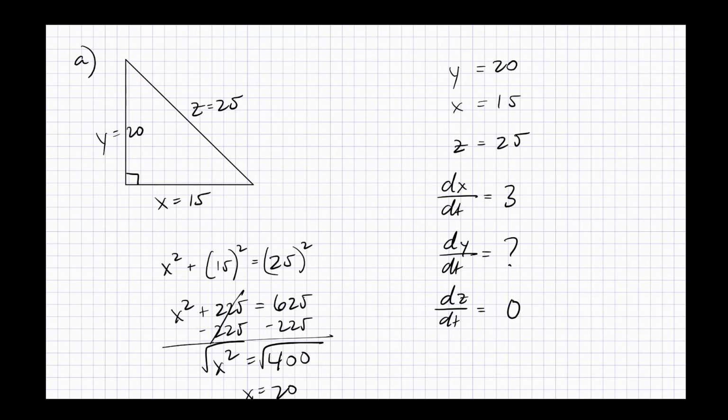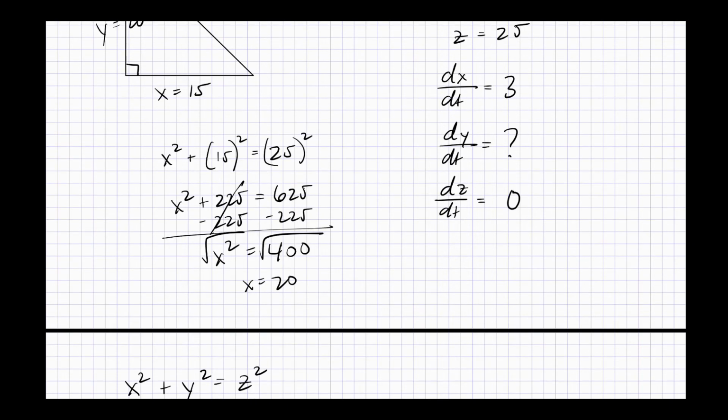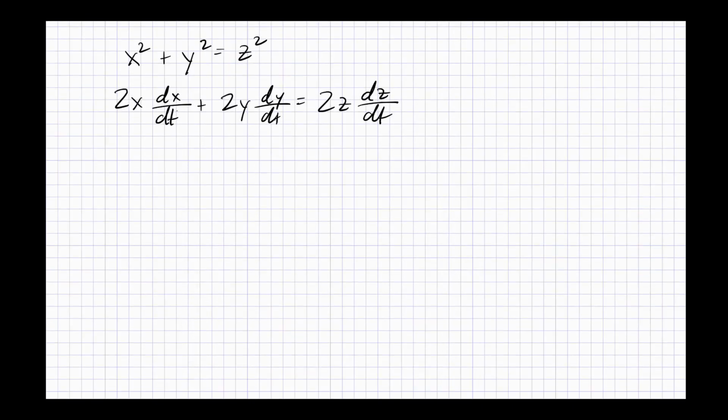And then y, I figured out was 20 using Pythagorean theorem like we did on the last problem. So they want an equation that relates all of them, for A, Pythagorean theorem again. Step 5, I found the derivative. Last thing to do is plug in. So plug in what I have and solve for what I need.